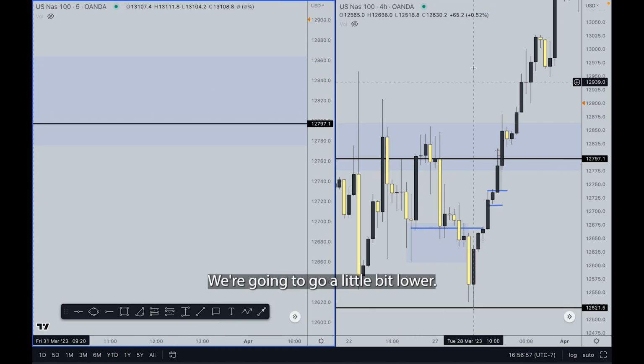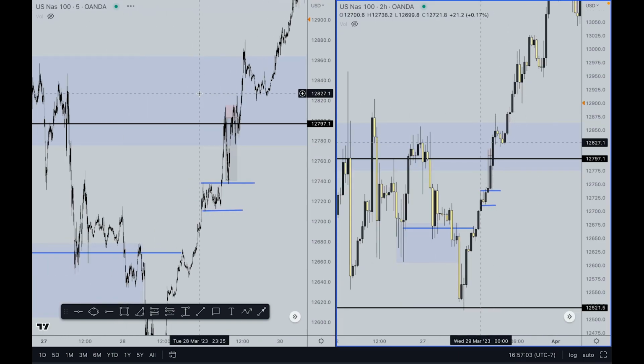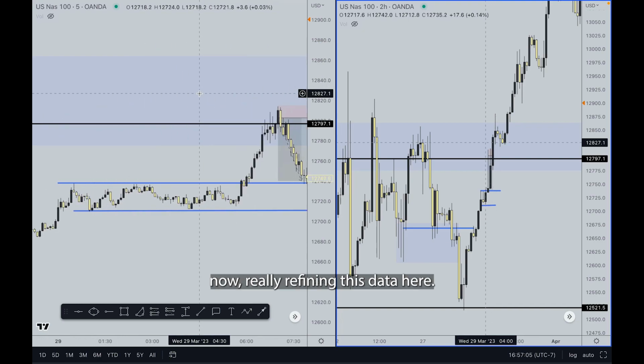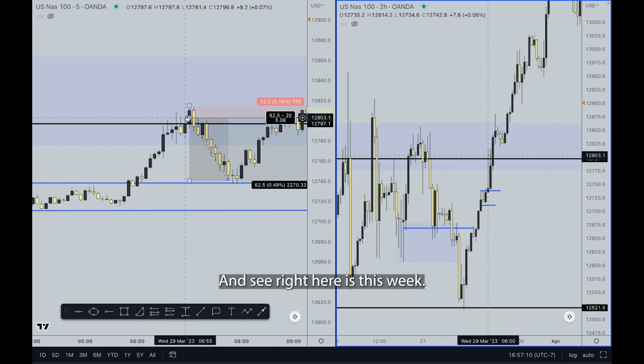We're going to go a little bit lower, and on the right-hand side, we're going to go to the 2 hour. Okay, we're on the 5-minute time frame now. Really refining this data here. You can see right here is this wick.